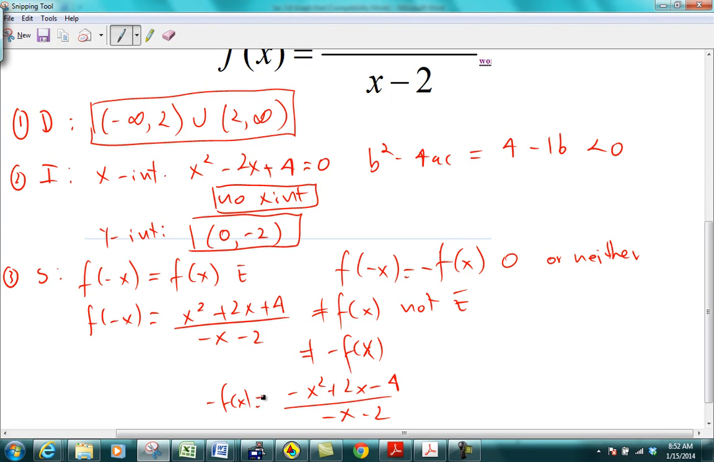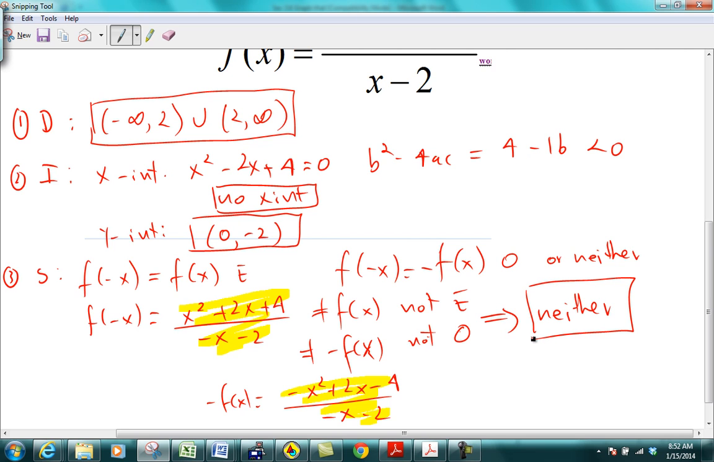So you can see that this quantity here is not equal to this quantity here. So it's not odd. So therefore it's neither. Okay. So that's symmetry.